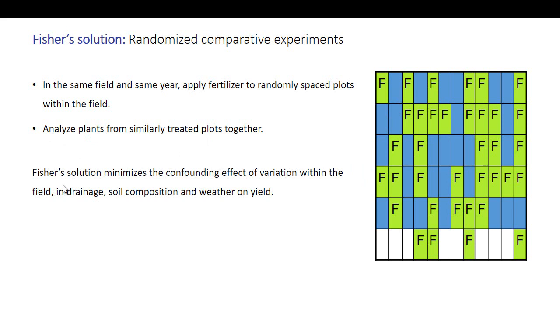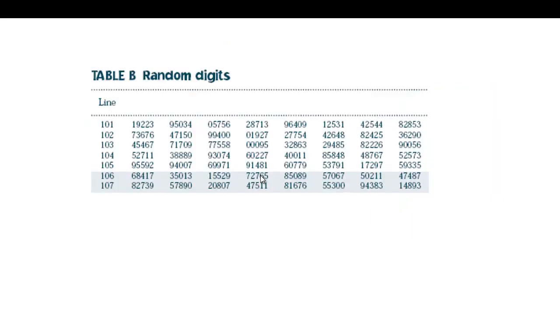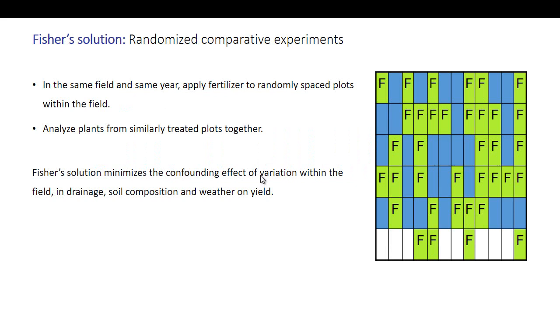Fisher's solution here minimizes the confounding effect of variation. It doesn't completely get rid of the confounding effect, but it minimizes the confounding effect of variation within the field in drainage and soil composition and weather on yield. Okay, so that was his solution here.